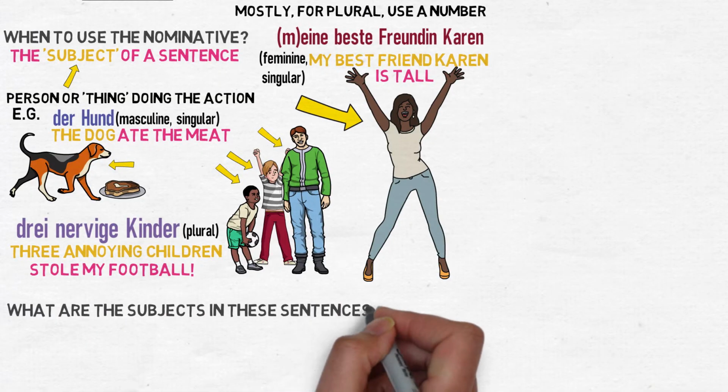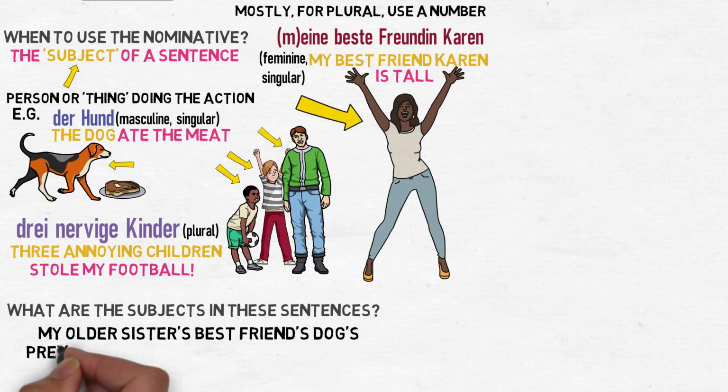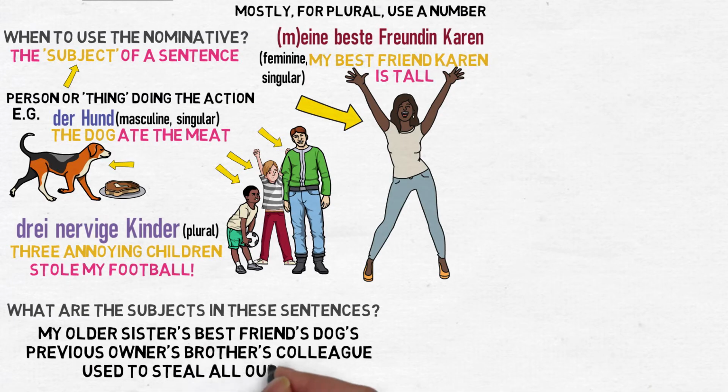Have a look at these English sentences and think about what the subjects would be. You can pause the video if you need longer. My older sister's best friend's dog's previous owner's brother's colleague used to steal all our milk. I like cereal.